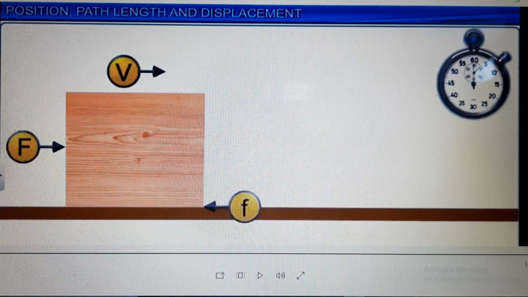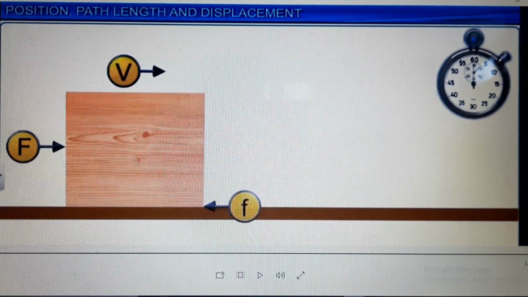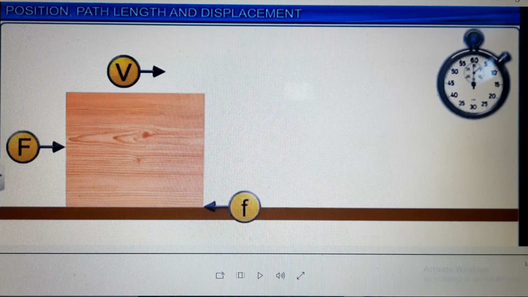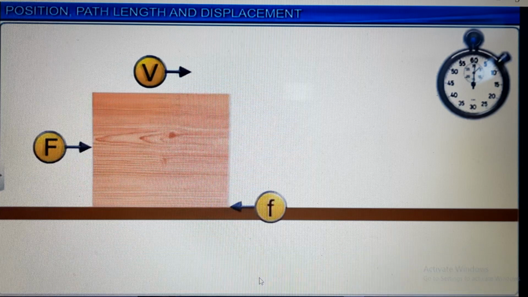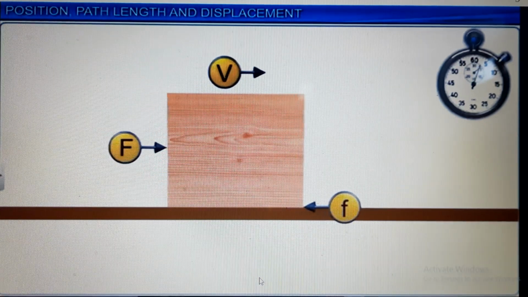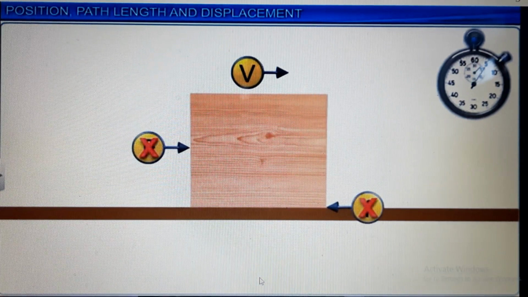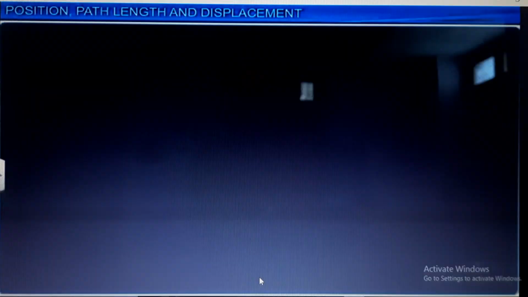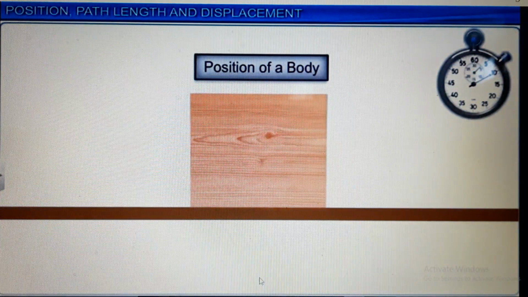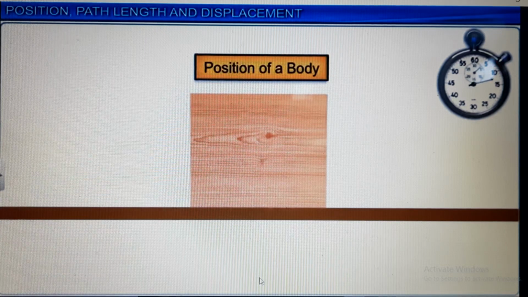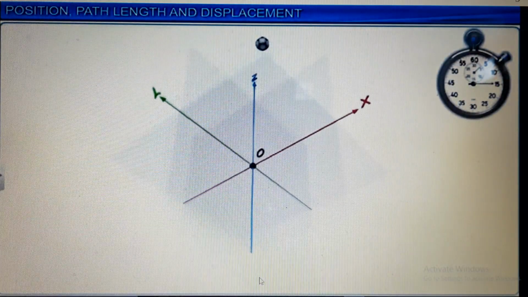Friends, today I teach the third chapter of physics, motion in a straight line. Today we discuss position, path length and displacement. Look here, one object is moved in one direction. Means with respect to time its position is changed, so it is in motion.